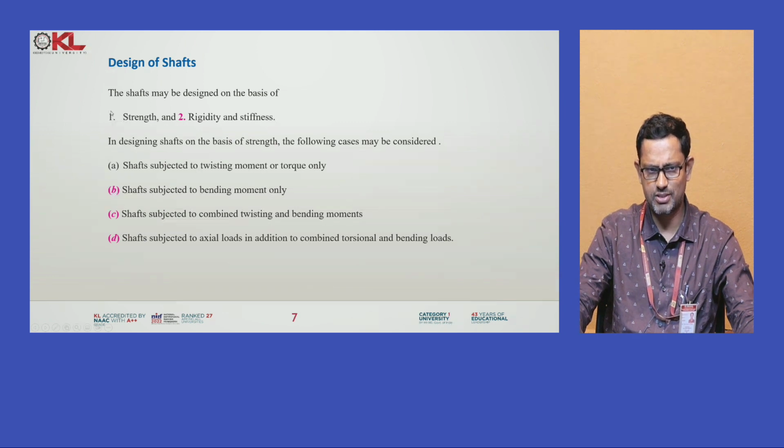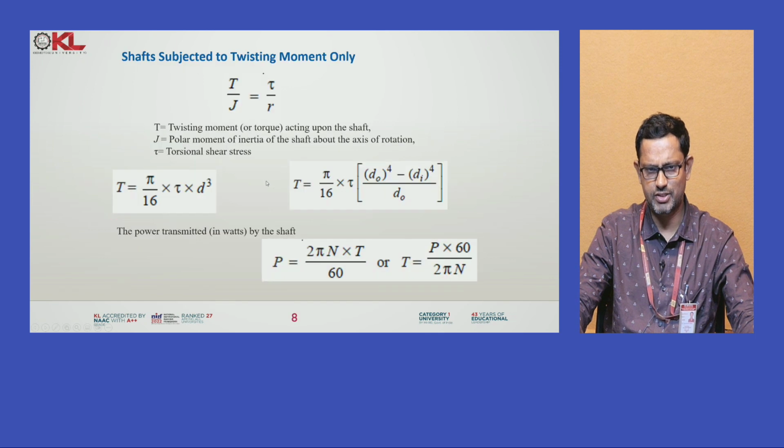Whenever we are following the strength criteria, there are majorly four different cases that the shafts will be subjected to. First, the shaft subjected to only twisting moment. Second, shaft subjected to only bending moment. Third, the combination of both bending moment as well as twisting moment. Fourth, in addition to twisting and bending moment, axial loads also will be acting upon the shafts. These are the four major loading cases. Now we will see them one by one, and the first one is the shaft subjected to the twisting moment.